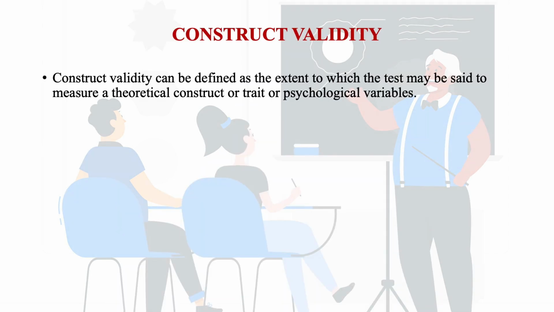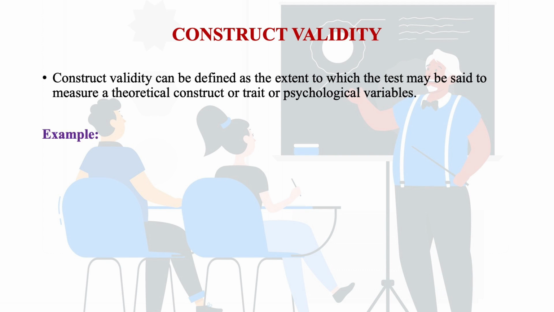Then further, another two validity types, that is the construct validity and factorial validity. So friends, very briefly try to understand what construct validity is. Construct validity can be defined as the extent to which the test may be said to measure a theoretical construct or a trait or psychological variable.